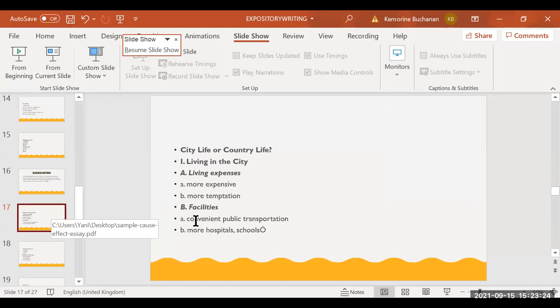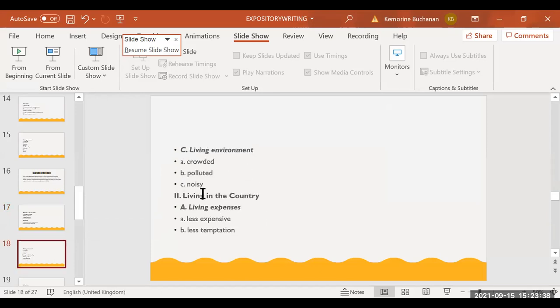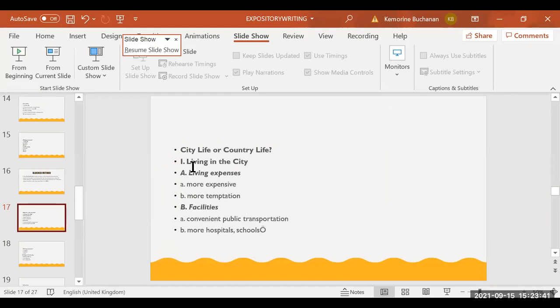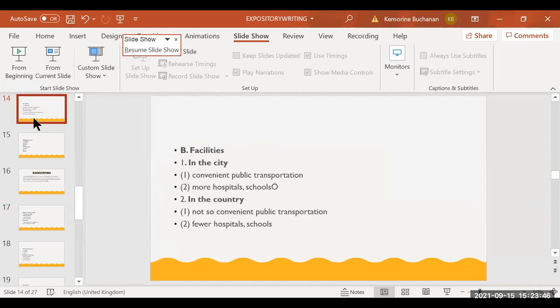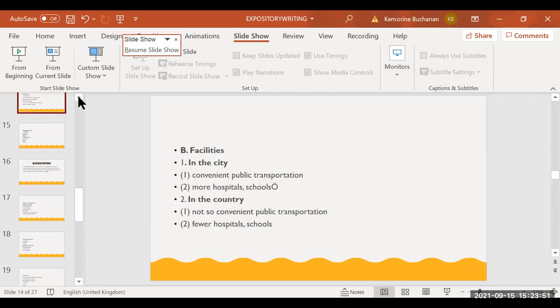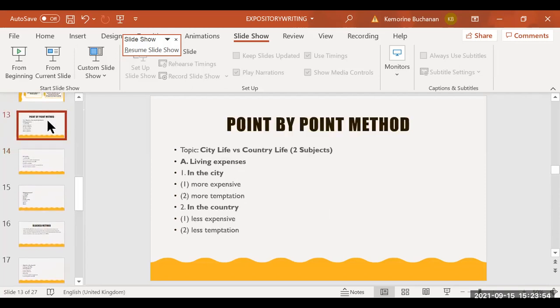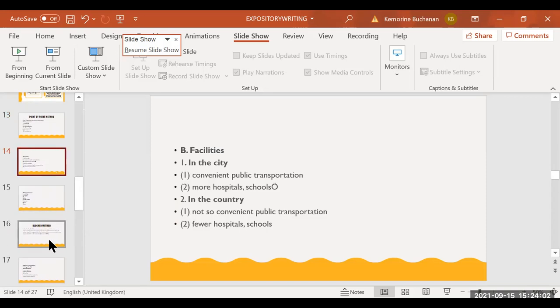We're looking at facilities. And you can see living expenses in the city. And you're going to give me all of the factors: living expenses, facilities, living environments. All of these things are going to come under city, as opposed to previously where we had a breakdown of each of the factors. Let me go here. So with a point by point, we had living expenses and we looked at it in both places. We had facilities and we looked at it in both places.